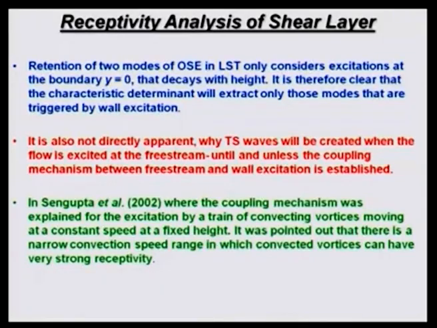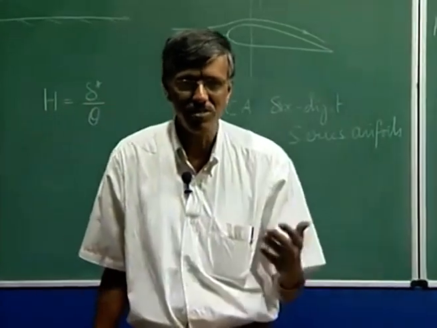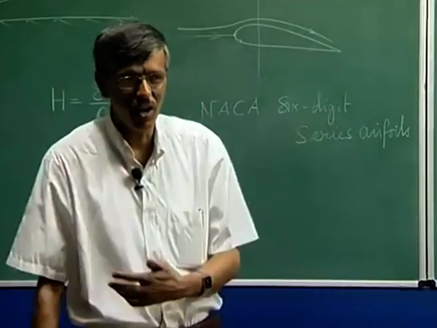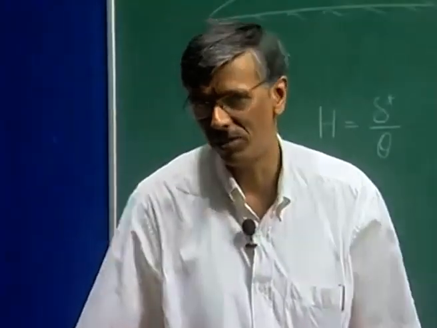Then some of us tried to rectify the situation. What we tried to figure out was that when we retain only two modes in linear stability theory, we are actually considering excitation at the boundary y equal to 0, which decays with y. That is what we call the wall mode. Okay. So, we will start from here in the next class, and we will see how we can systematically develop a theory of receptivity and find out a lot more meaningful information than what is given out by the eigenvalue theory. Okay.